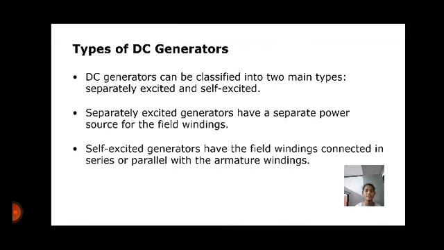Types of DC generators. DC generators can be classified into two main types. First one is separately excited and second one is self-excited. First one, separately excited generators have a separate power source for the field windings. Second one, self-excited generators have the field windings connected in series or parallel with the armature windings.